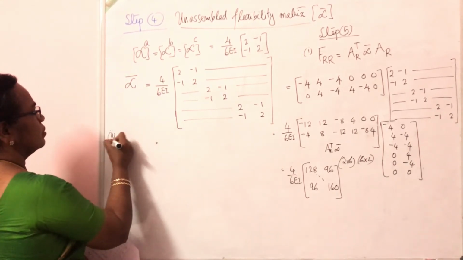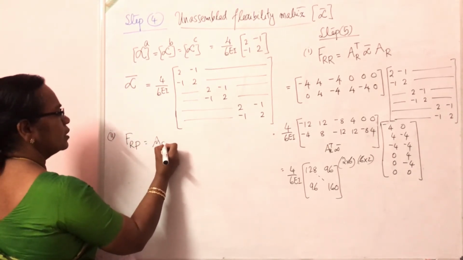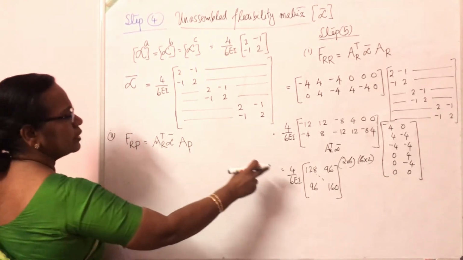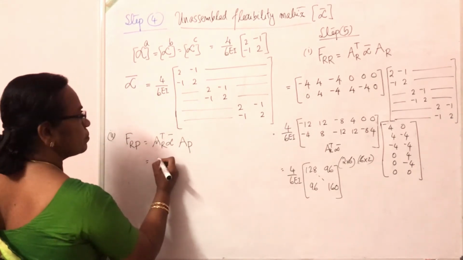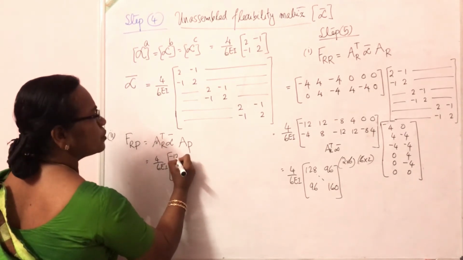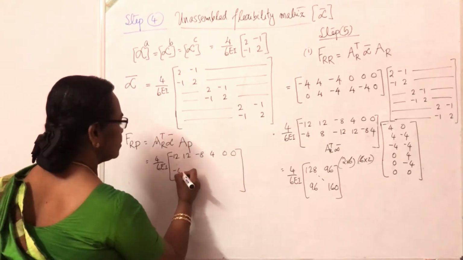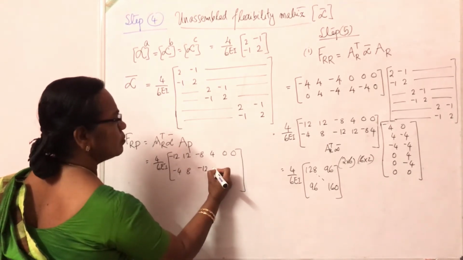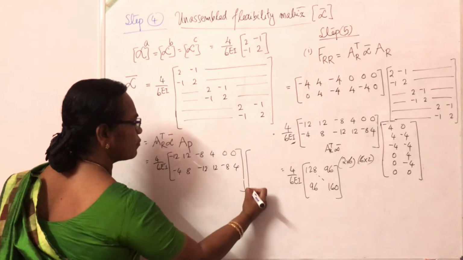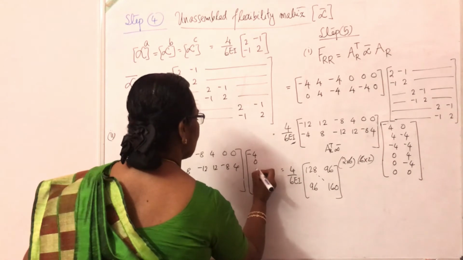Second step is to find out FRP, that is AR transpose alpha bar into AP. So AR transpose alpha bar is already there. They multiply with, so it is 4 by 6 EI, minus 12, 12, minus 8, 4, 0, 0, minus 4, 8, minus 12, 12, minus 8, 4. This one is multiplied with A suffix P. AP, there is only one column. It is minus 4. Then all other elements were 0.